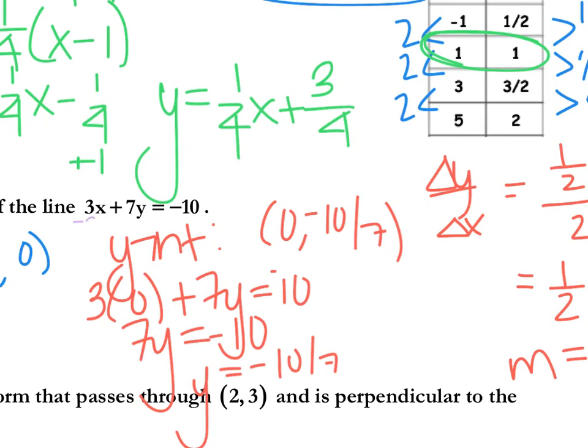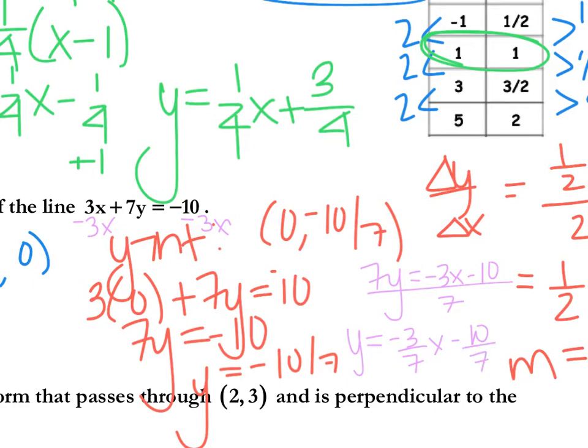And so I'm going to subtract 3x from both sides. So 7y equals negative 3x minus 10. Divide everything by 7, so y equals negative 3 over 7 x minus 10 over 7. And notice that this is the same as the y-intercept we found earlier. So we did it correctly.